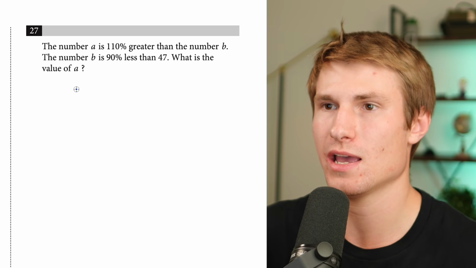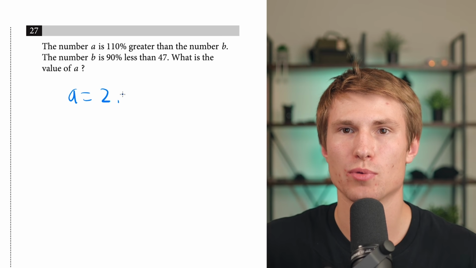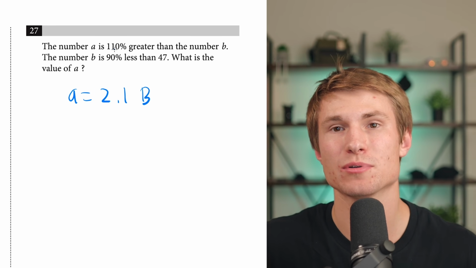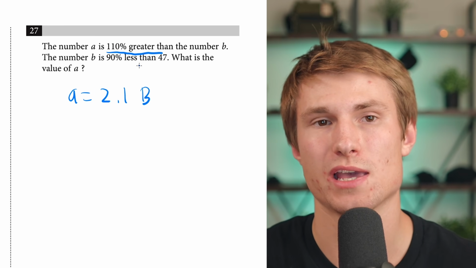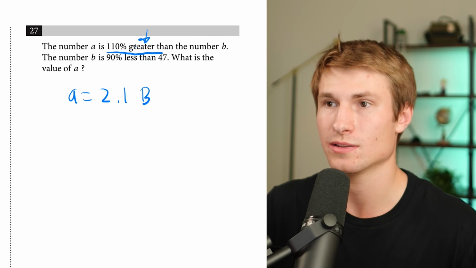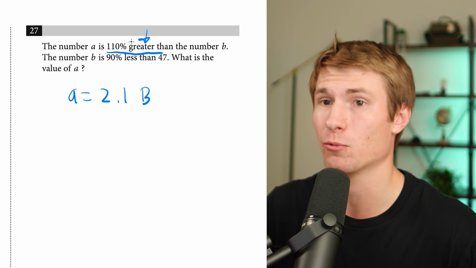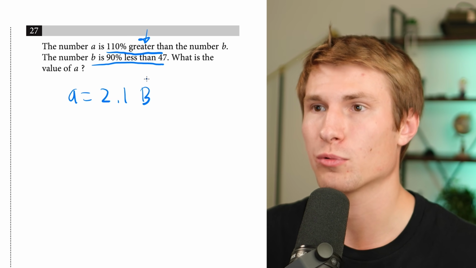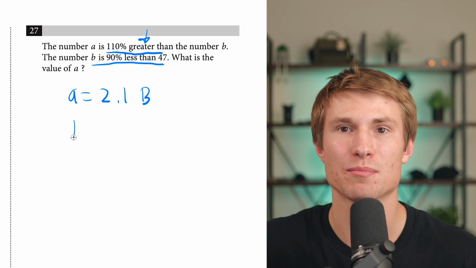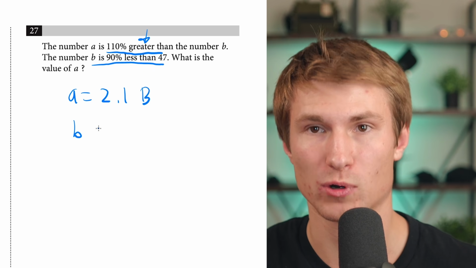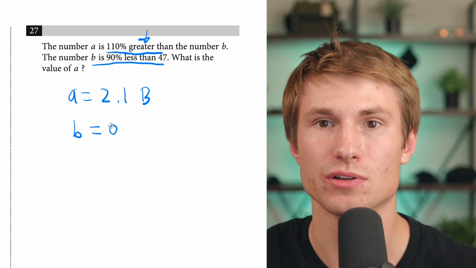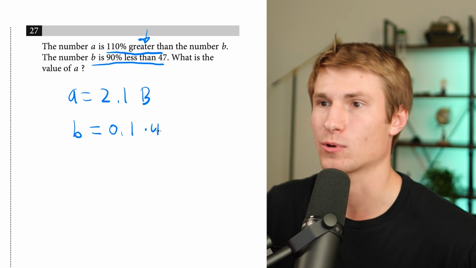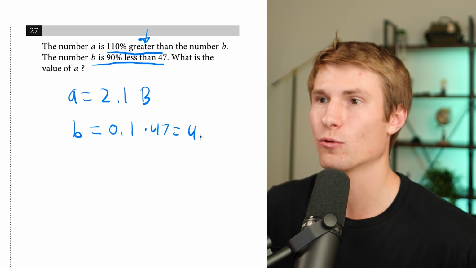Well, that means that A is going to equal 2.1 times B because it's 110% greater than the number B. Okay, keep in mind, pay attention to that greater there. That means it's going to be 2.1 times B. All right, the number B is 90% less than 4.7. Well, another way to say that is the number B is 10% of 47. Okay, so that means that B is going to equal 0.1 times 47, which is going to equal 4.7.